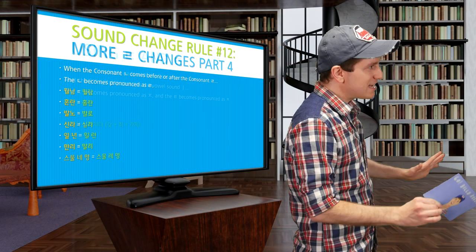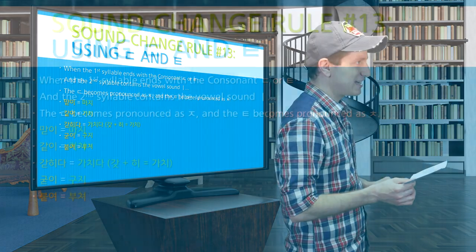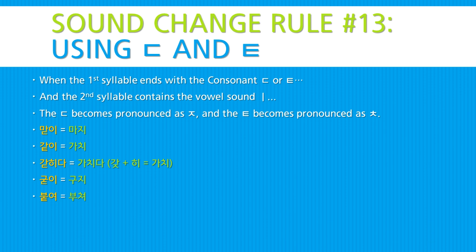Okay, we're almost done. This one has to do with sounds that have the tgut or the tiat, which are these two sounds here. Whenever the first syllable ends with the consonant tgut or tiat, they would have the same sound anyway, and the second syllable contains the vowel sound e, the tgut becomes pronounced as a chiat, and the tiat becomes pronounced as a chiat. So an example of that is mat e, maji. Kat e, kachi. Kat hida.